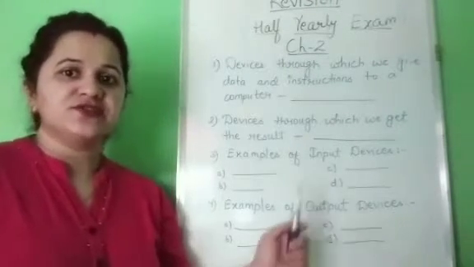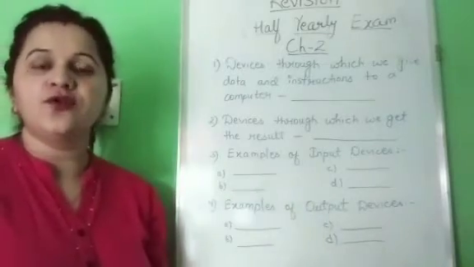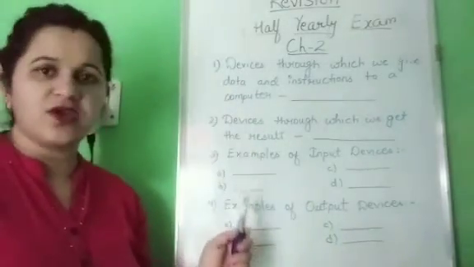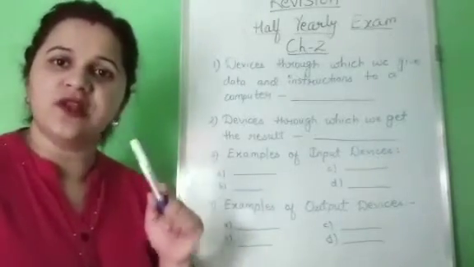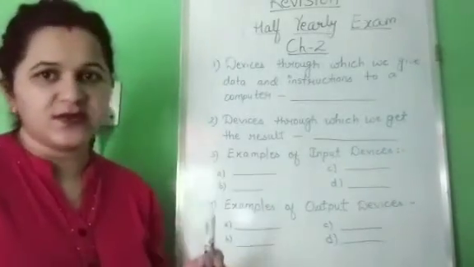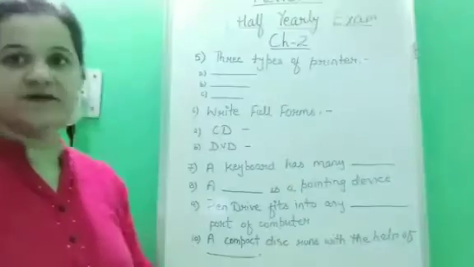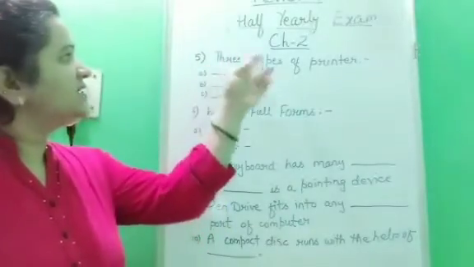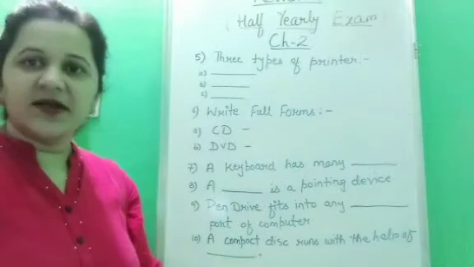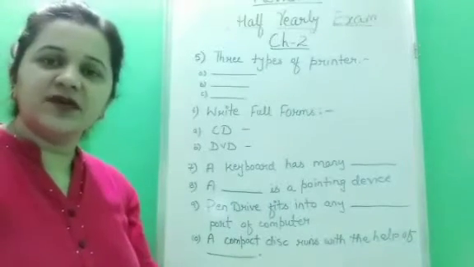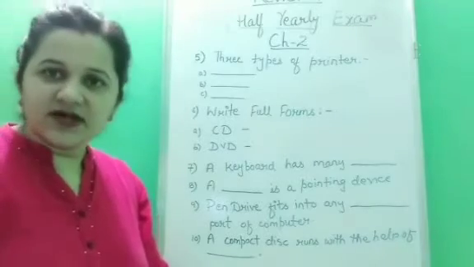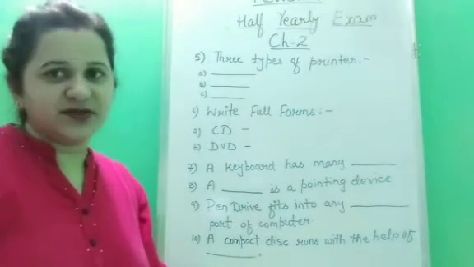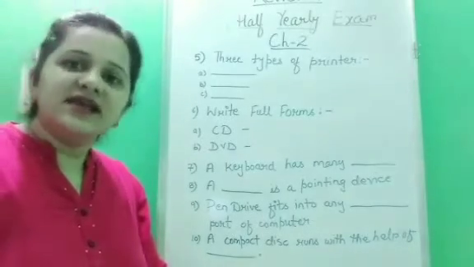Okay children, so this is how you have to write in your notebook. You have to note all these questions and then write down their answers on your own. First you will learn and then you will write down the answers. Okay children, question, 3 types of printer. Now children, what are the 3 types of printer? Yes, dot matrix printer, inkjet printer and laser printer.